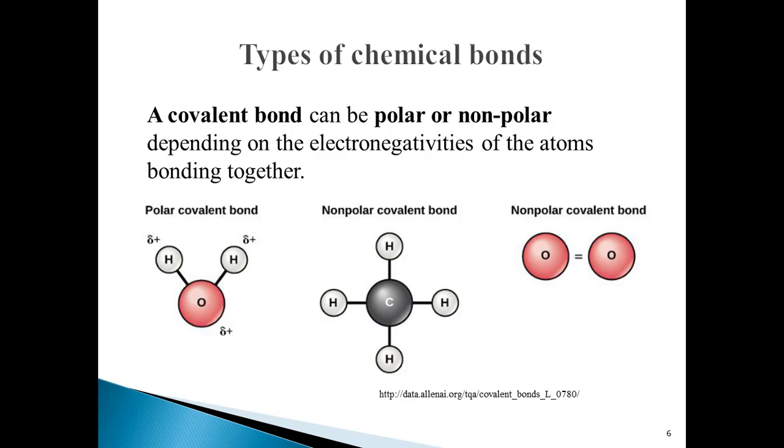If the electronegativity of atoms is the same, the total electron pair is located at the same distance from the nucleus of each atom. Such a bond is called a non-polar covalent bond. If a covalent bond is formed between atoms with different electronegativities, a shared pair of electrons is shifted to the more electronegative atom. In this case, the chemical bond is called a polar covalent bond.